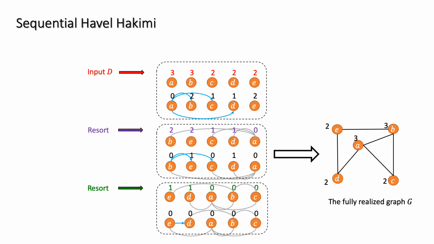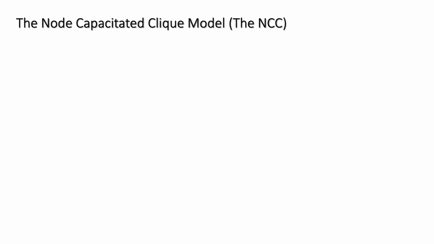To recap, in each phase we start with a sorted sequence, satisfy the requirements of the first node in the sequence, compute the residual degrees, and resort to obtain a new sorted sequence. The algorithm terminates in two cases. One, the sequence becomes 0, and then we output the constructed graph, as we did here. Or two, one of the elements becomes negative, which remarkably can only happen if the sequence is unrealizable. So we output unrealizable.